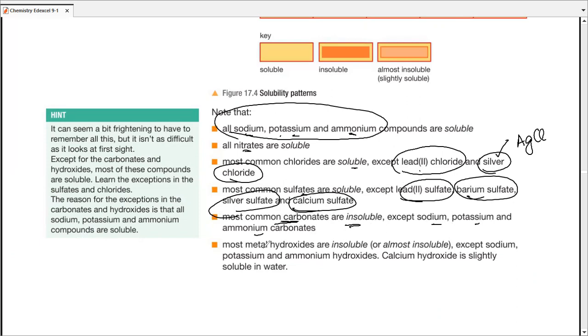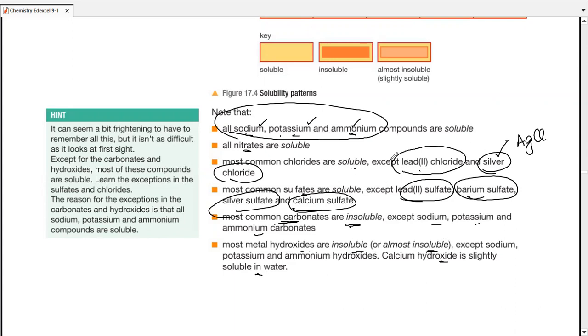All right. So most metal hydroxides are also insoluble or almost insoluble, except the ones, which ones? Again, sodium, potassium, ammonium hydroxide. Calcium hydroxide is slightly soluble in water. So yeah, if you remember just these three and put the rest into the insolubility quotient, you'd understand.